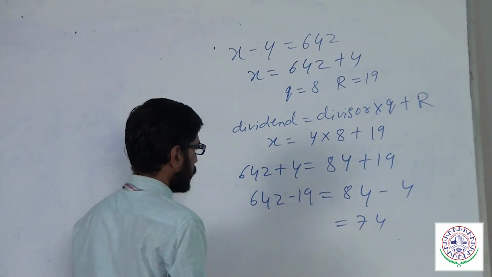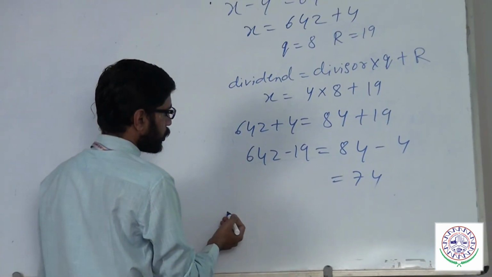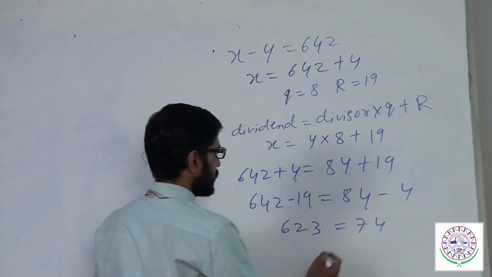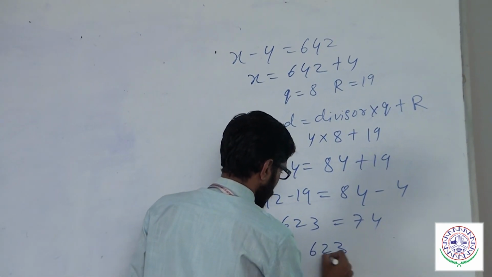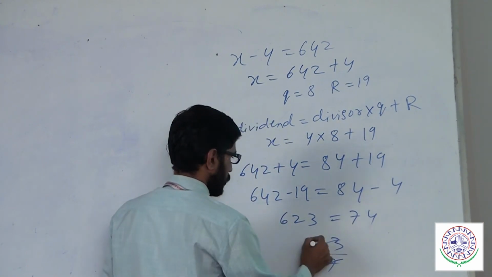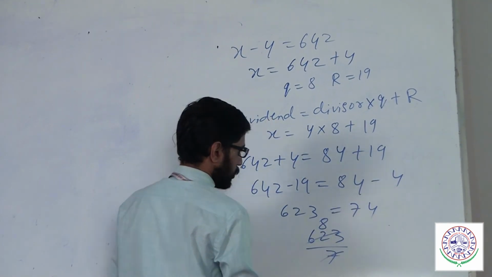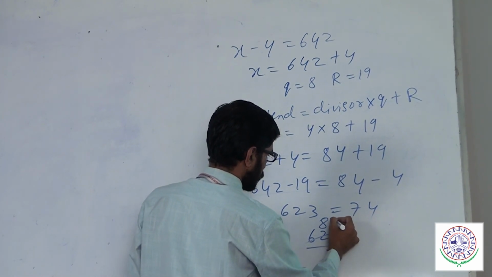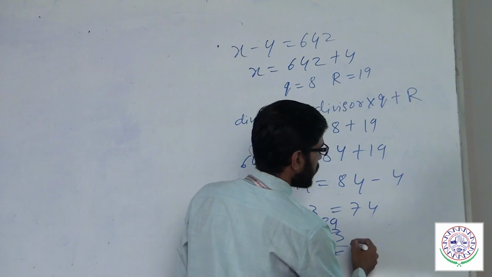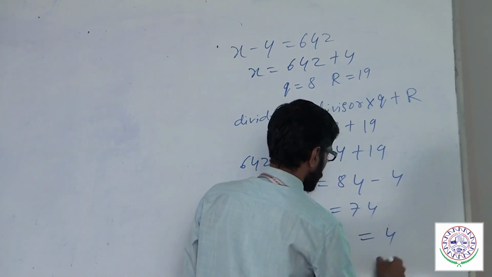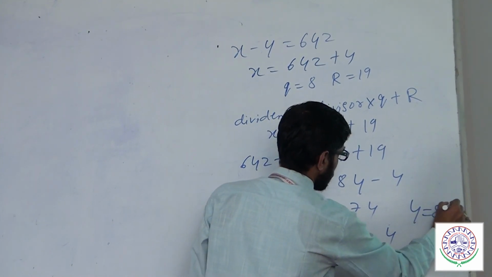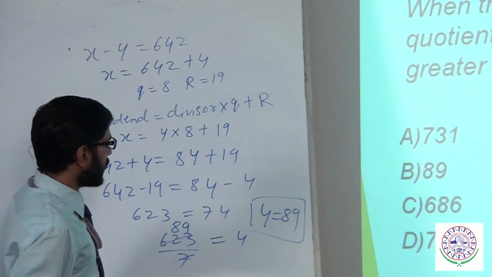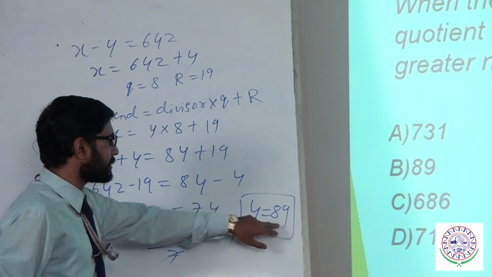And this will be 642 minus 19, so it will be 623. 623 divided by 7 if you take, this is 8 and then 6 remains, and this will be y. So the value of y is equal to 89. So this is the answer. Find the greater number. So we got the value of y as 89.